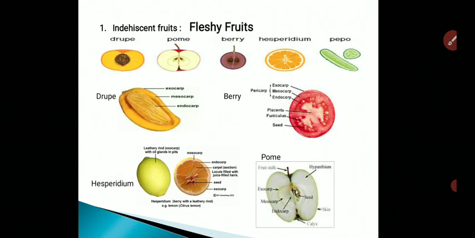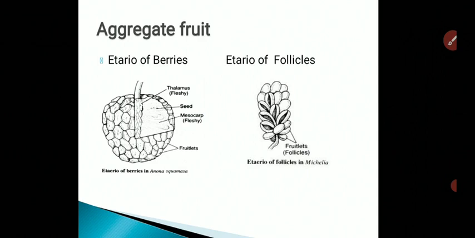Now let's discuss another type of fruit, that is aggregate fruit. These aggregate fruits are developed from single flowers with many free ovaries, and the pistil is polycarpellary apocarpous. An aggregate of small fruitlets is known as etaerio. We may find etaerios of berries or etaerios of follicles, and examples of this are strawberry, michelia, annona, etc.